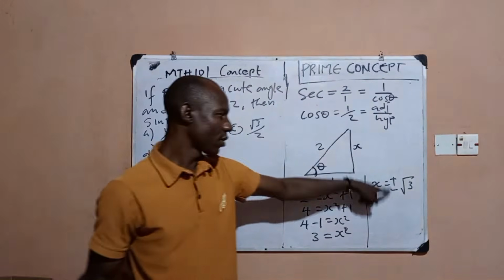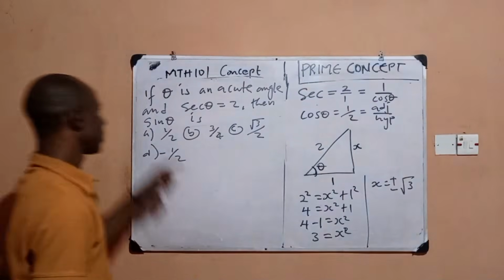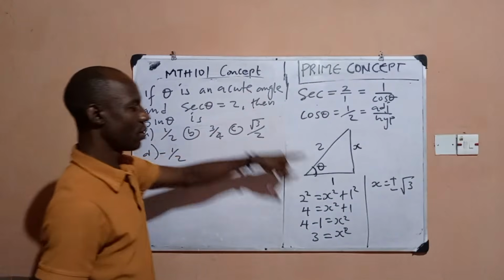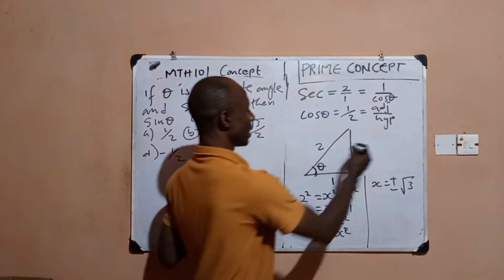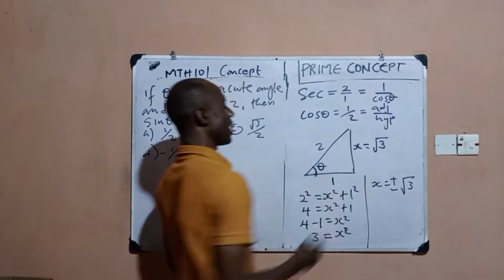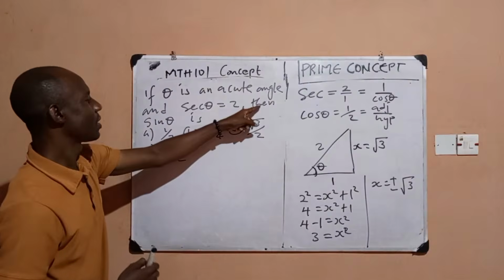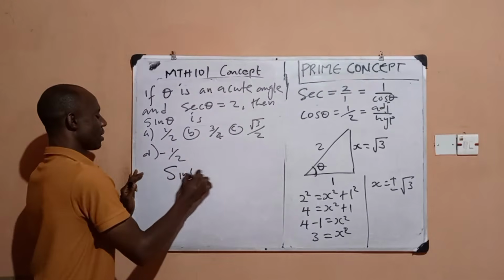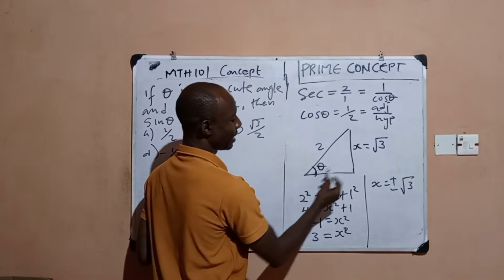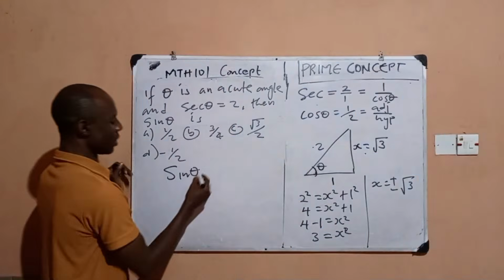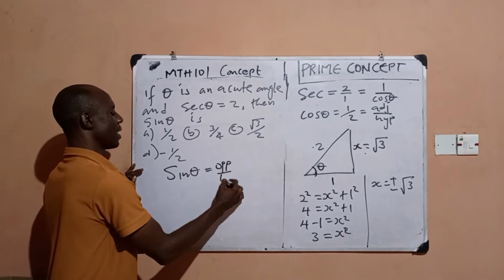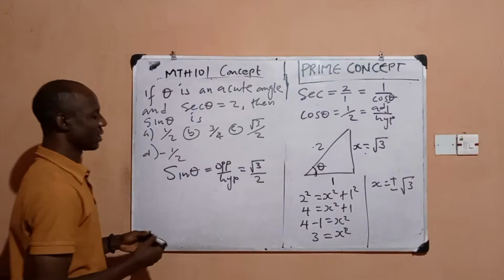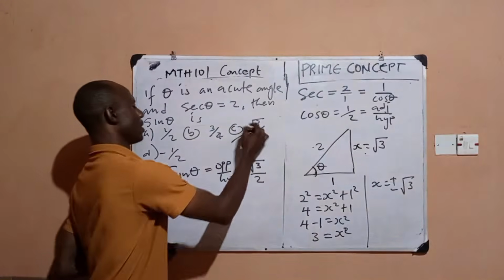Now I have x as plus or minus, but look at what they told us. They told us that theta is an acute angle, which means it is positive. So we're going to take the positive part. So it means that x is going to be just root 3. That is positive root 3. And the question says we should find sine theta. So we know that from this triangle, sine is opposite over hypotenuse. What is opposite? Root 3. Hypotenuse is 2. So it means sine theta is root 3 over 2. So this is the correct option.